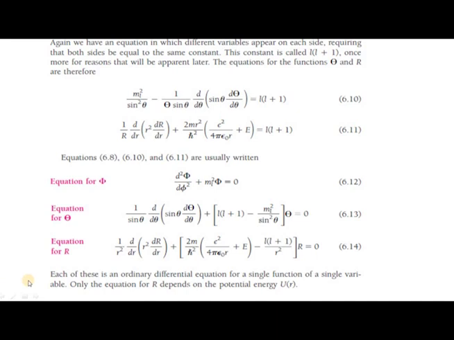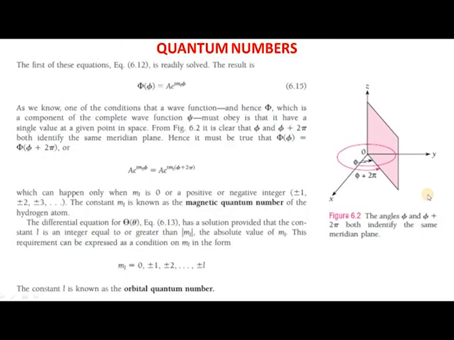So we have got these three differential equations, and solving these three differential equations yields us three quantum numbers. We'll discuss these quantum numbers and the limiting values for them, and later we'll discuss the significance of these quantum numbers. Each of these is an ordinary differential equation for a single function and a single variable, and only the equation for r depends upon the potential energy e square divided by 4 pi epsilon 0. So we are moving on to quantum numbers.